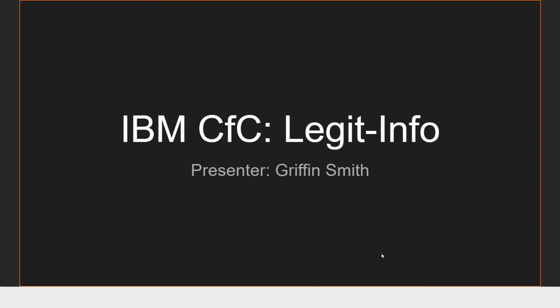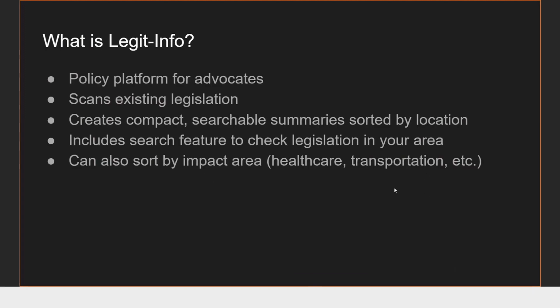Cool. All right. So I worked on the IBM Call for Code project, Legit Info. It was just me that worked on it. No other students joined me for this one. Legit Info is a platform that packages up legislation from different areas in the country and gives quick summaries so you can search in your area. It takes in legislation from a big database known as Legiscan that has the full PDF documents for bills that are being created, and then it uses natural language understanding to create little summaries and places them in a database that you can search very easily.